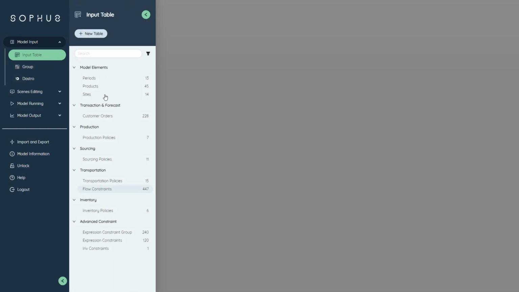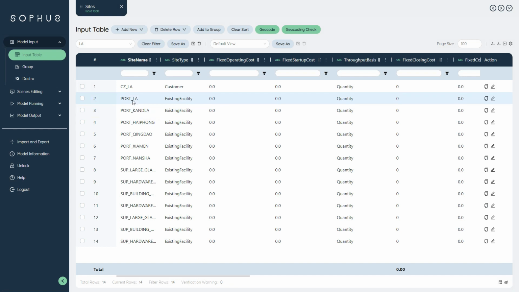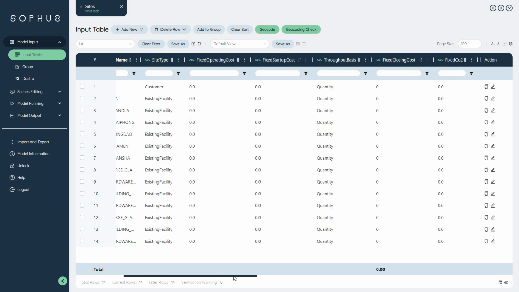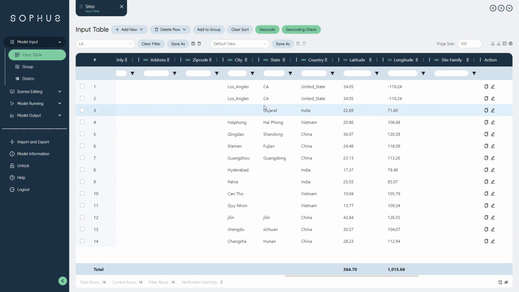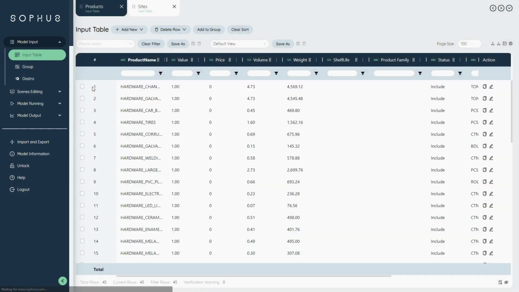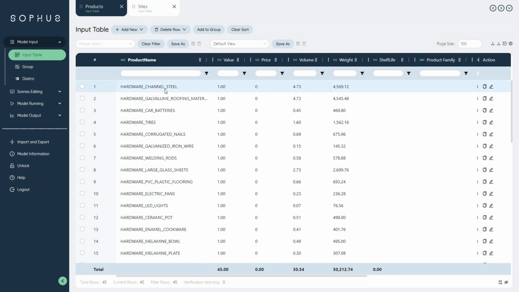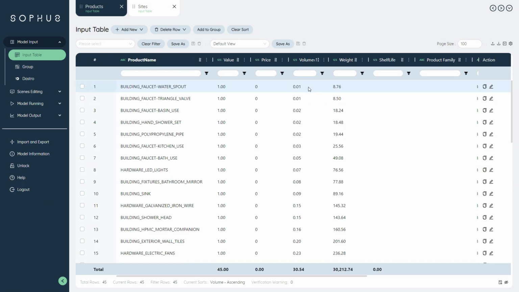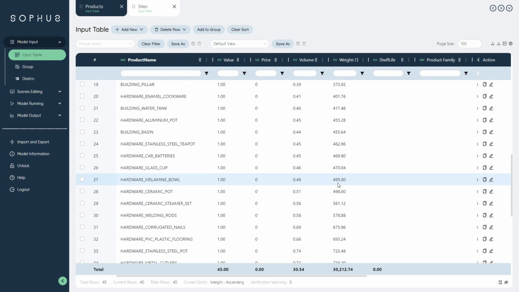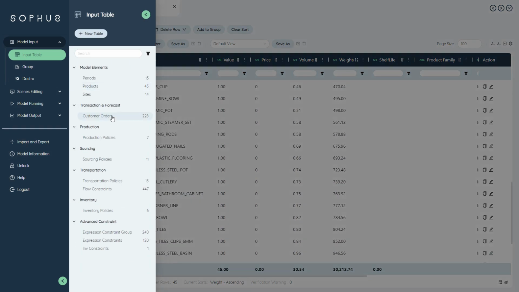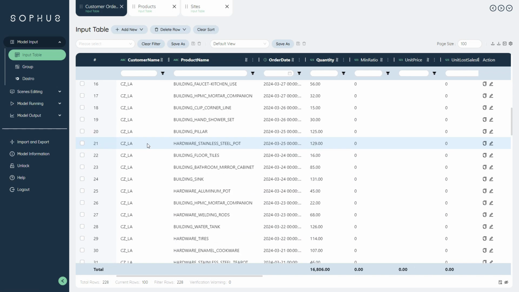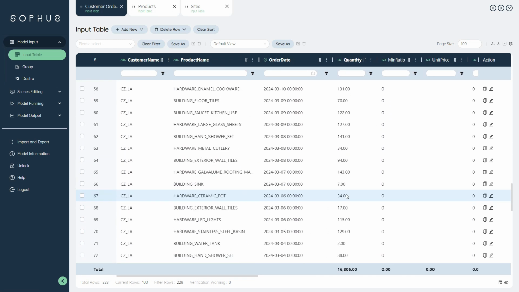Okay, after we figure out all the key points of the model, we can start to build out a baseline model. We first built a baseline to reflect House Pro's real network. Sites table defines all the suppliers, ports, and customers, including their address and geocode information. And products table defines the unit weight and volume by product, which is key to working out the container utilization during consolidation. Then customer orders table defines the shipment requirement by customer, product, date, and quantity.